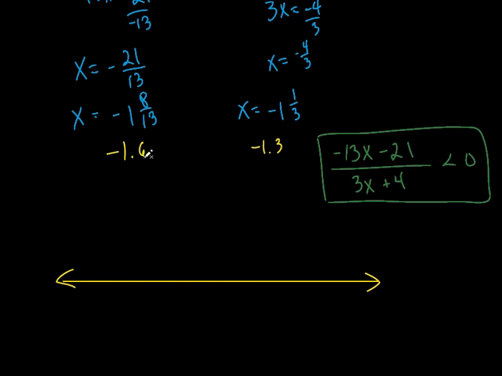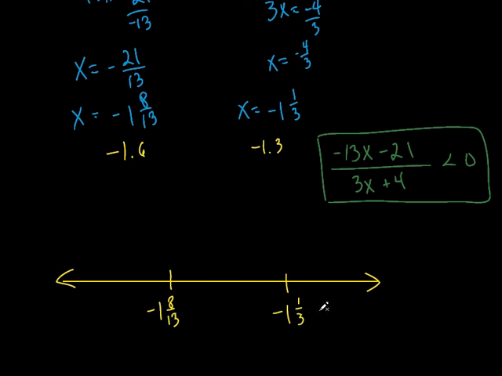Right. Negative 1.6 is smaller because we're going to the left, right? Okay. So negative 1.6 is smaller. So I'm going to actually, we can write it like this. That's the 1.6, agreed? And this would be negative 1 1/3.